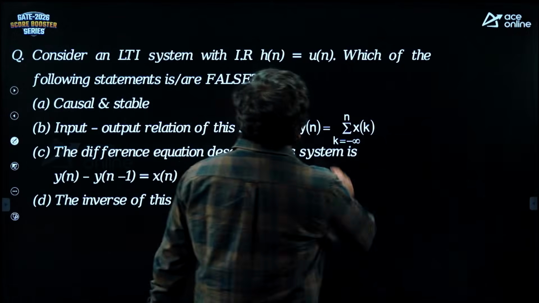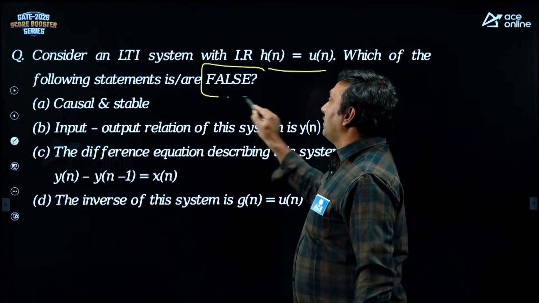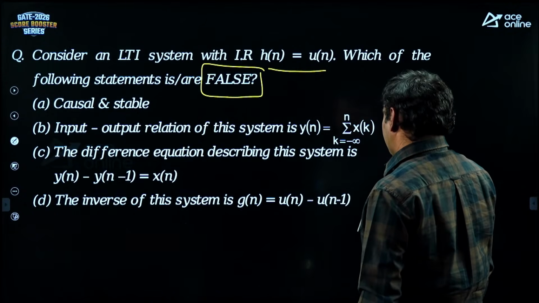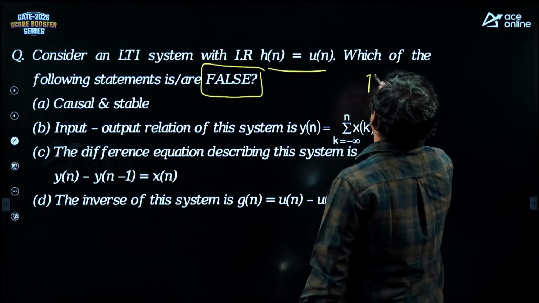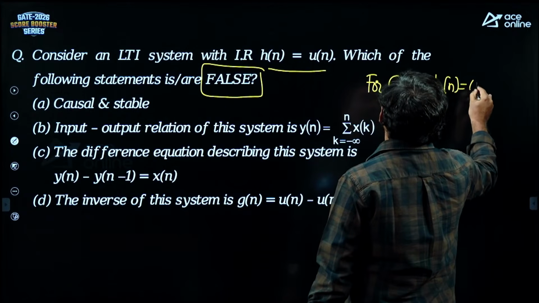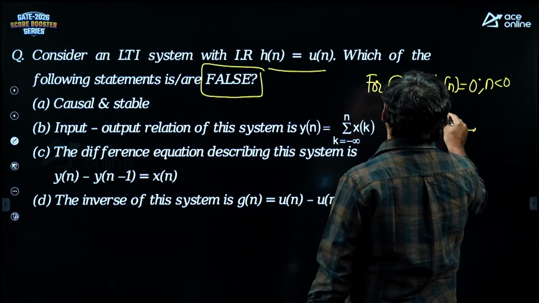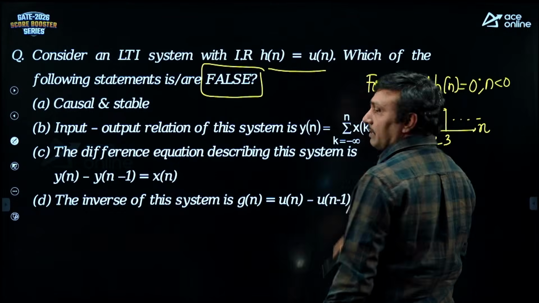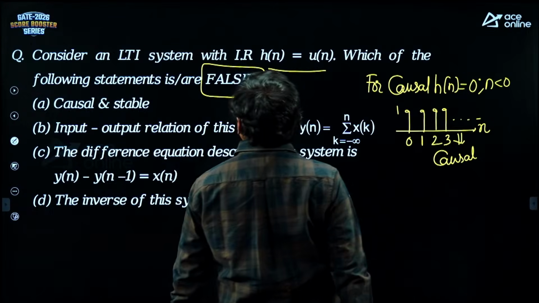Consider an LTI system with impulse response h[n] equals u[n], the step sequence. Which of the following statements are false? Which of the given statements are false? That is the question. What is the first one? Causal and stable. For causality of an LTI system, our standard requirement is h[n] is 0 for n less than 0. Because it is given as u[n], it of course covers positive index, so it is causal.